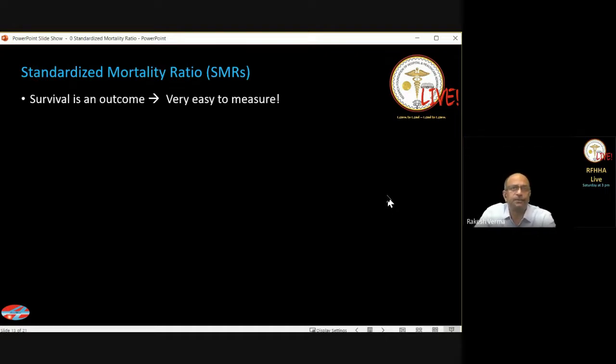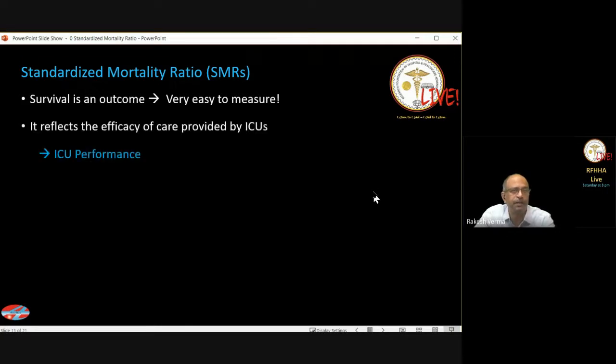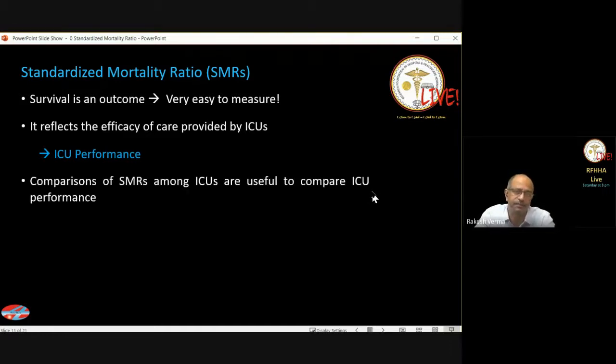So standardized mortality ratio uses survival as an outcome, which obviously is very easy to measure. Whether a person has survived or not is the easiest measurement that one can do. It reflects the efficacy of care provided by the ICU. So it reflects the ICU performance in that sense. And that is why it is included in the NABH accreditation system as a method to measure the performance of the intensive care. Comparison of the standardized mortality ratio among ICUs is useful to compare performance.